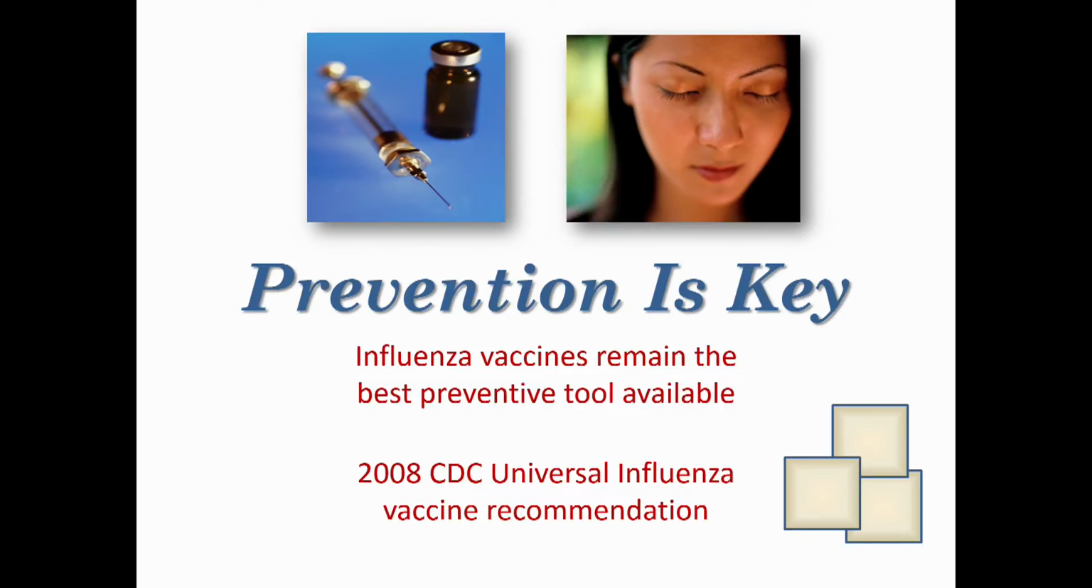In 2008, the CDC recommended universal influenza vaccination. And that means that anybody over the age of 6 months, because babies under 6 months can't get flu shots, that anybody over 6 months of age, every year, regardless of risk factors, should be vaccinated against the flu.